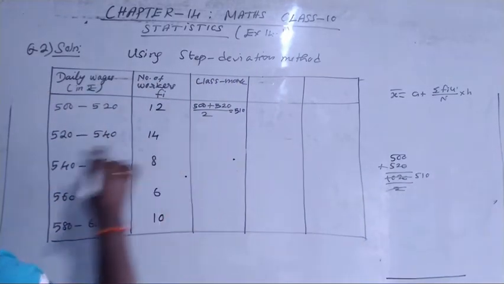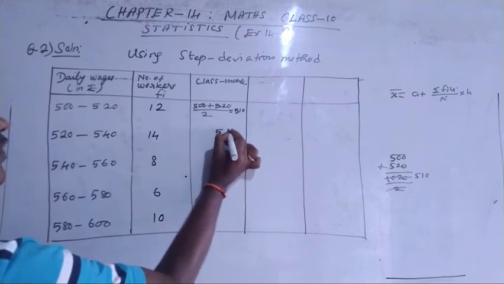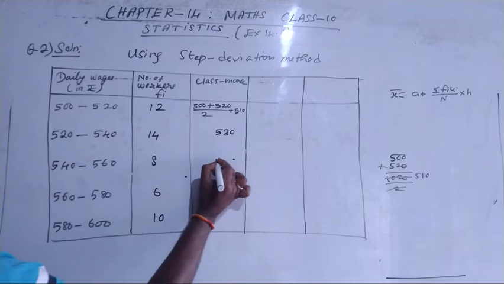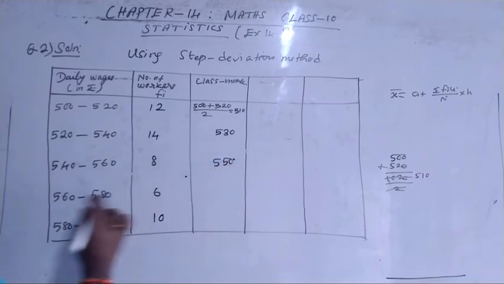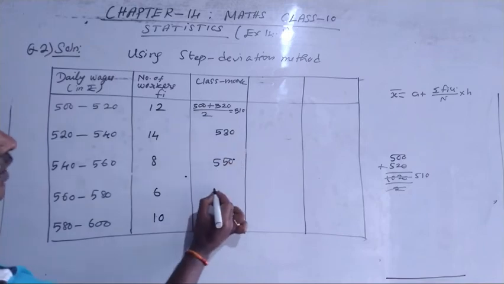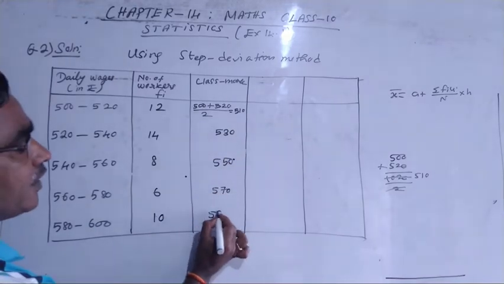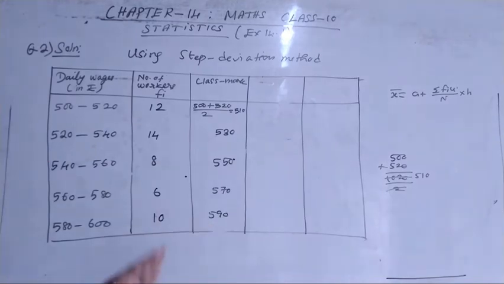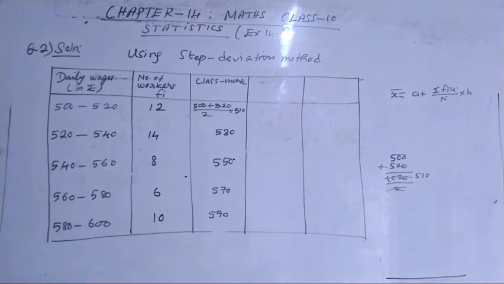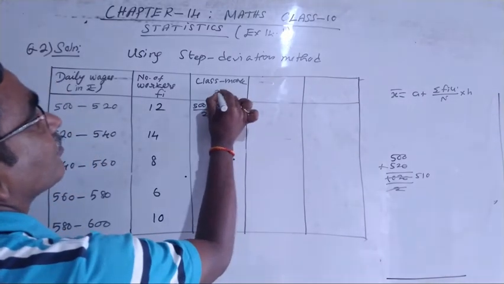In the same manner, for 520 and 540 the middle value is 530. For 540 and 560 the middle is 550. Then 570, and next 590. Add the two limits and divide by 2 and you will get the result. This is called Xi.